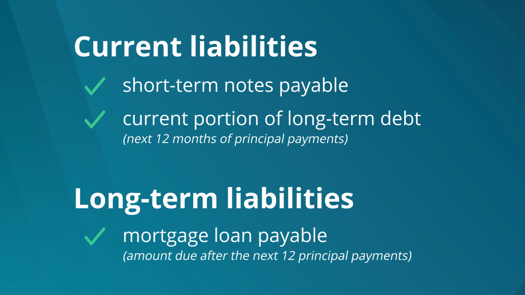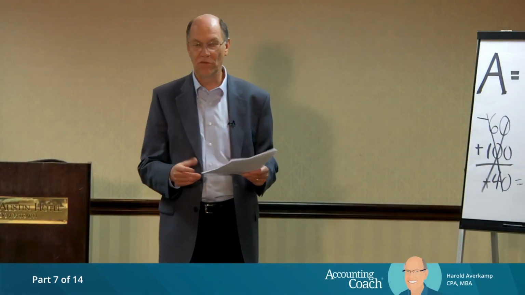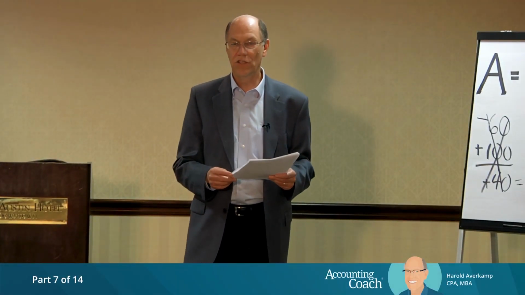The 12 principal payments due within 1 year of this balance sheet are going to be shown as current portion of long-term debt, which is going to be a current liability. And then all the rest of the principal that we still owe is going to be down in the long-term section. Okay, bonds are a form of long-term debt as well. Bonds usually pay interest every 6 months, and then the principal has to be repaid at maturity.